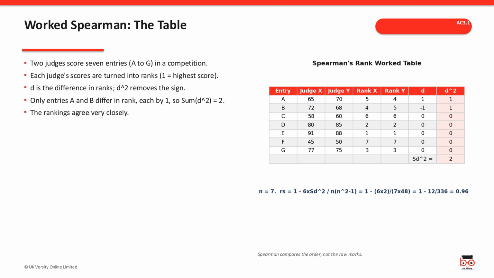Each judge's scores get turned into ranks, with 1 as the highest. Then D is the difference in their ranks for each entry, and squaring it drops the sign. In our case, only entries A and B differ, each by a single rank, so the sum of D squared is just 2. That already tells us the two judges are very nearly in agreement.